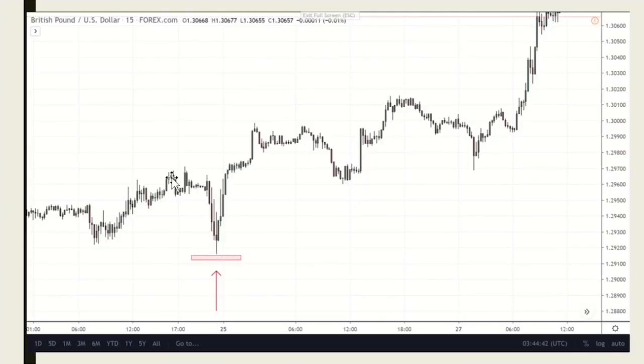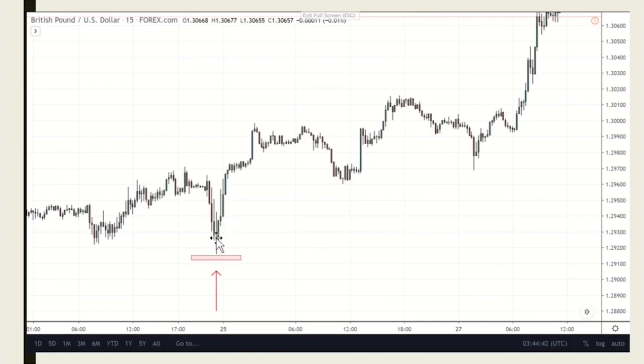So here you see your move downwards from here to here. It's about 40 pips, 50 pips. And then you get your bearish candle, you get your doji type candle, and then you get your bullish engulfing candle. Like we said, it engulfs the whole of the body of the previous candle, sometimes the wick, but not always.